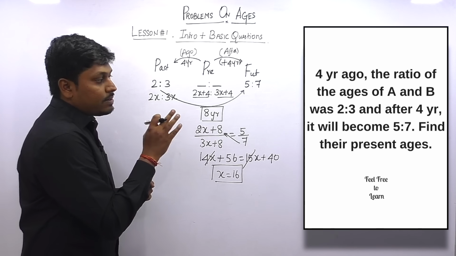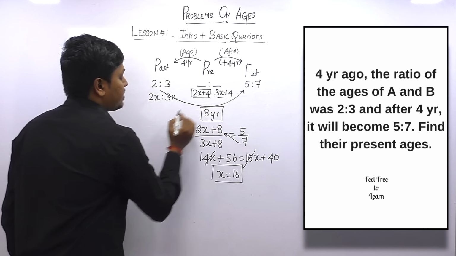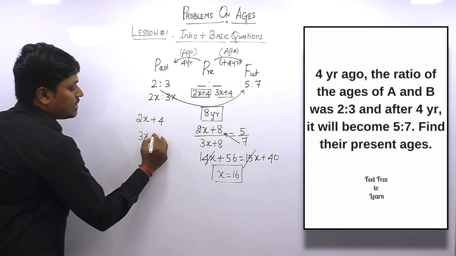And what is our target? Find the present age, right? We need to find the present age. We know the present age of the first person is 2x plus 4 and the second person's present age is 3x plus 4.